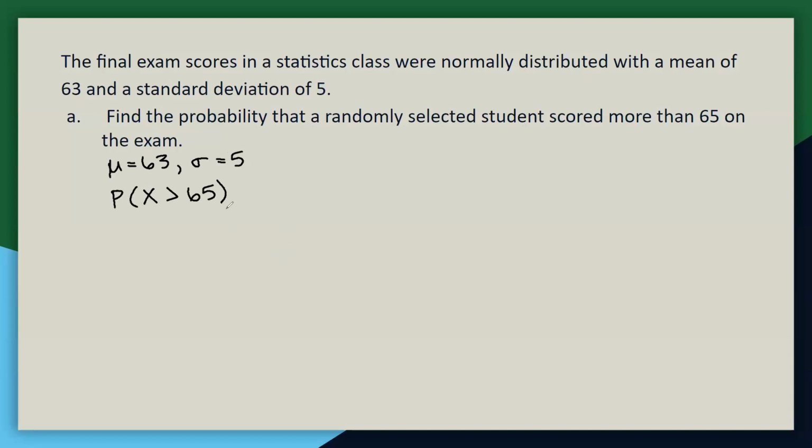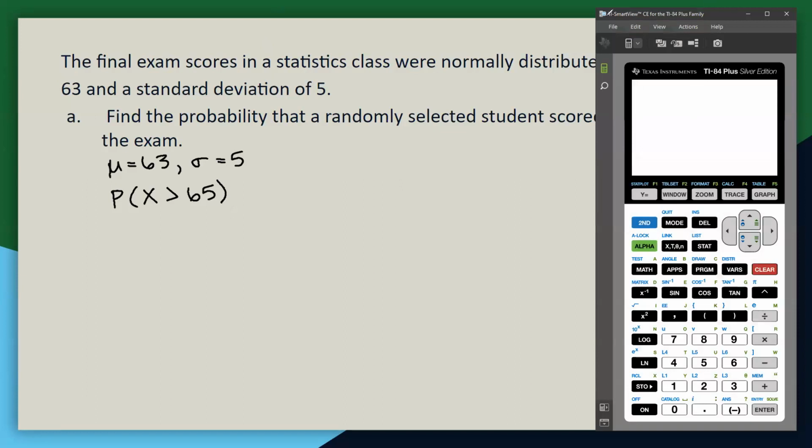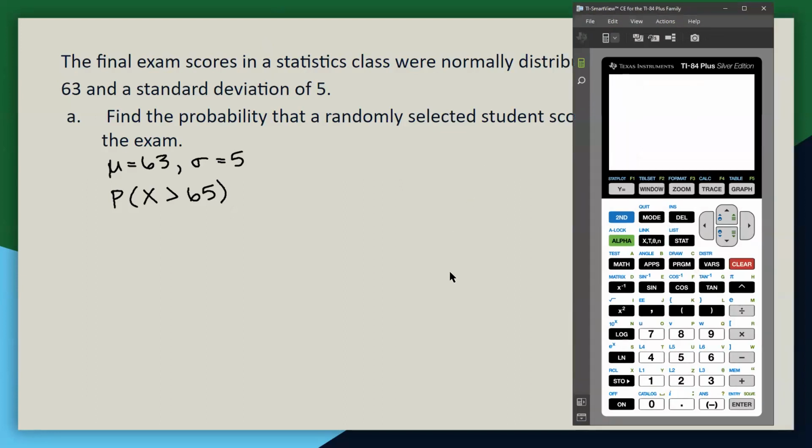So P(X > 65). What is the likelihood that I randomly select a student that got a 65 or higher on the test? Let's do that on the TI-84 first and then GeoGebra, since I've got the TI-84 up here. So I've got my calculator on the screen, hopefully. And we're going to go 2nd VARS.